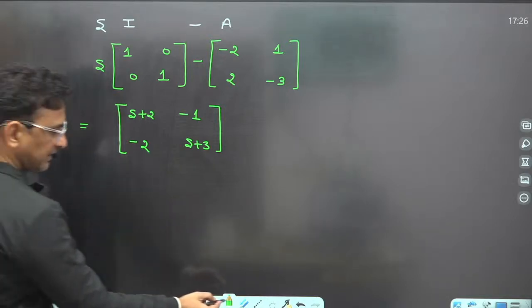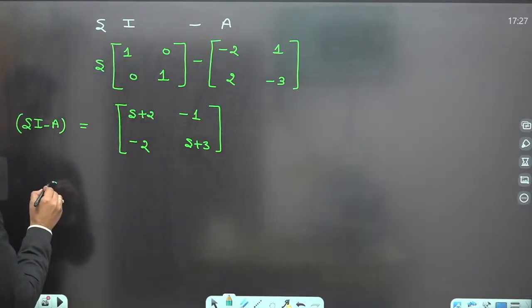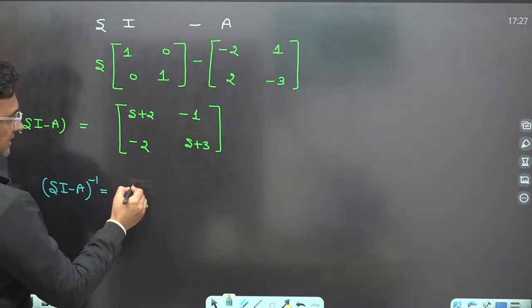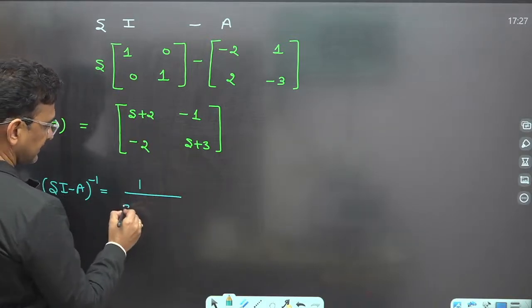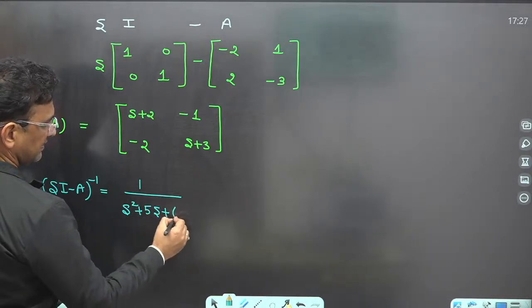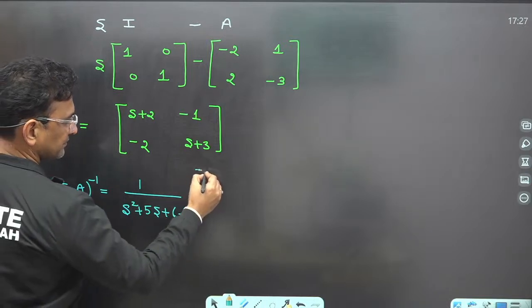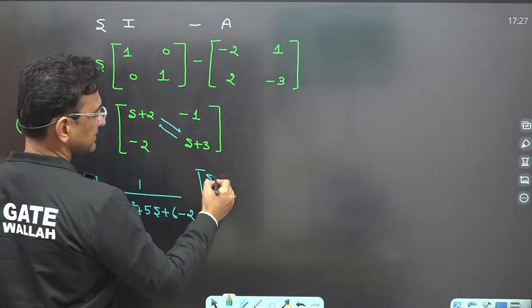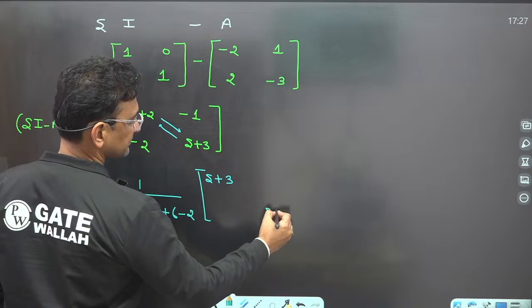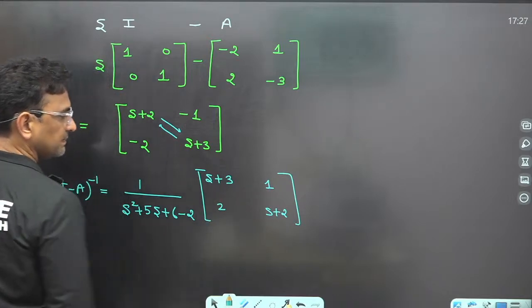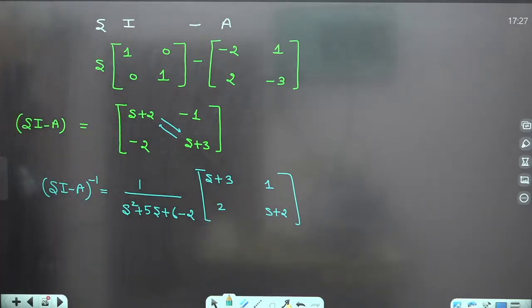Now the inverse of the sI minus A matrix. How to find the inverse of a 2 by 2 matrix? We can use the direct trick here. First, take the determinant, s square plus 5s plus 6 minus 2. Interchange its position, it becomes s plus 3, s plus 2. And change the sign of these two, it becomes 1 and 2. So it is a direct method to find the inverse of a 2 by 2 matrix.